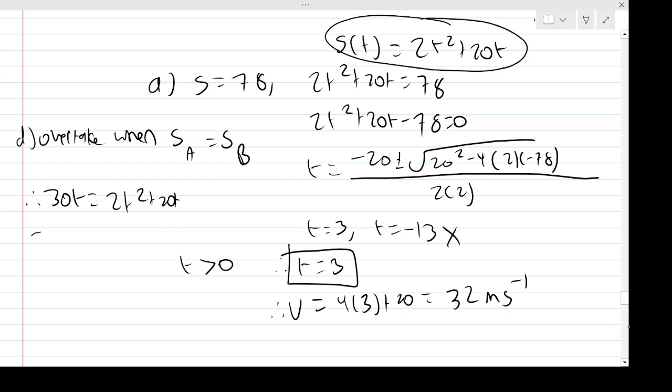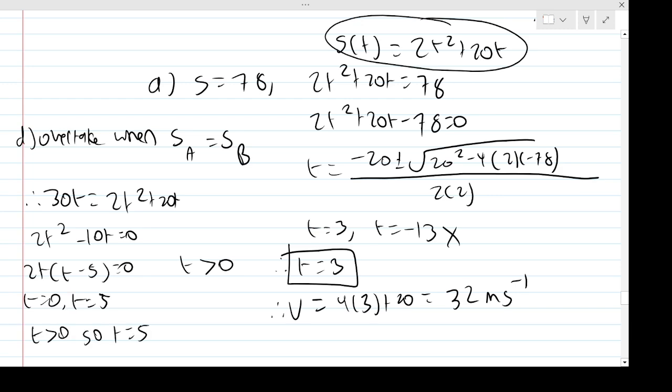So then if we solve that, we get 2t squared minus 10t equals 0. So therefore 2t times t minus 5 equals 0. So t is 0 or t is 5. But clearly when they overtake, it's going to have to be the latter time of t is 5. So t greater than 0, so t equals 5.